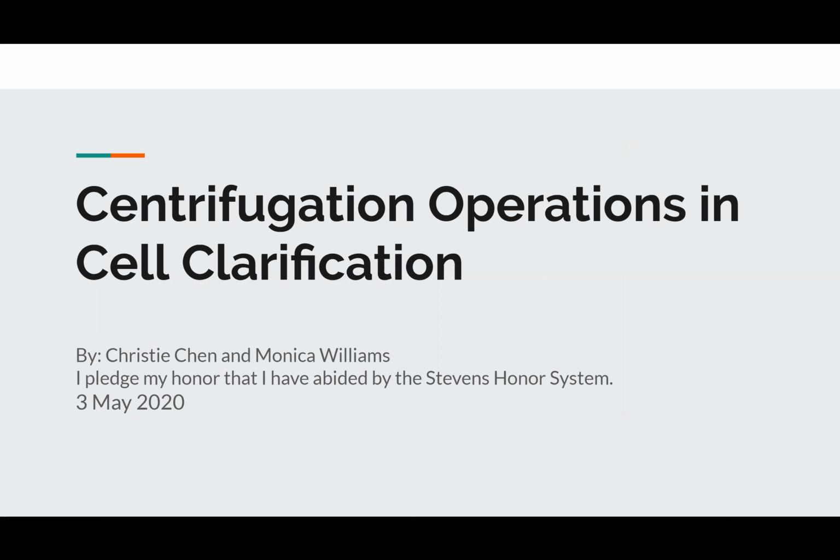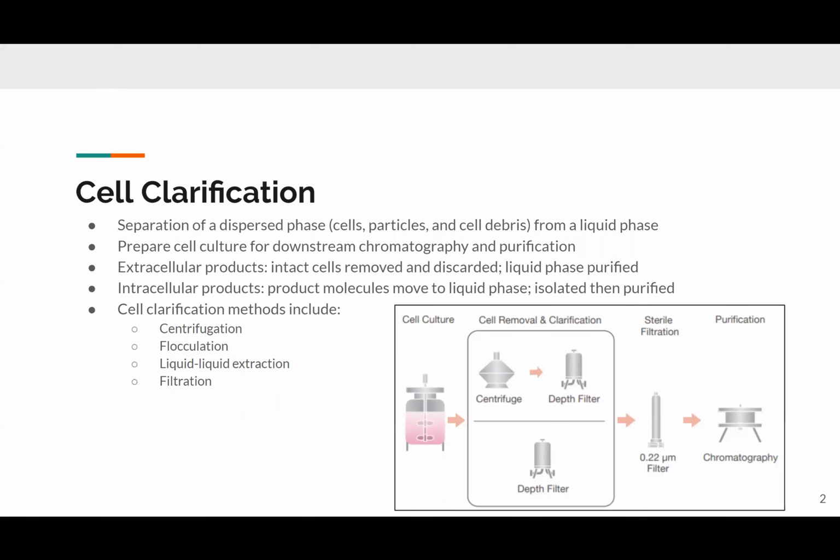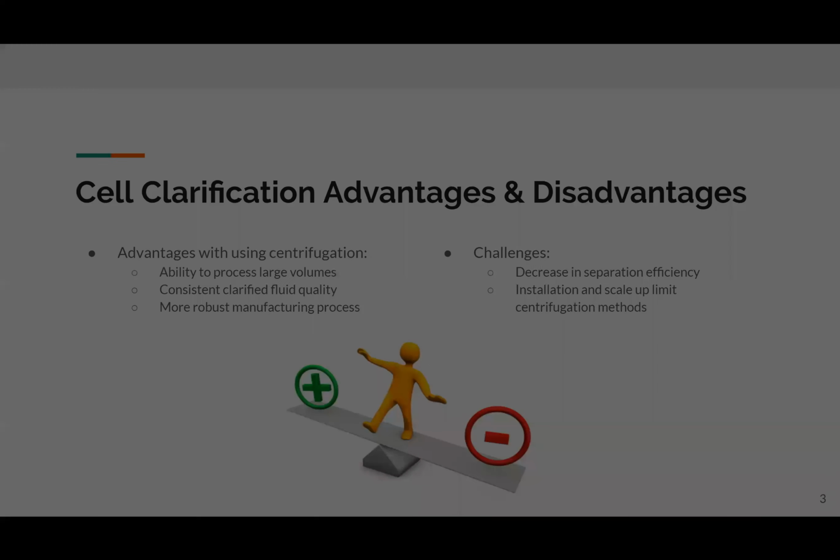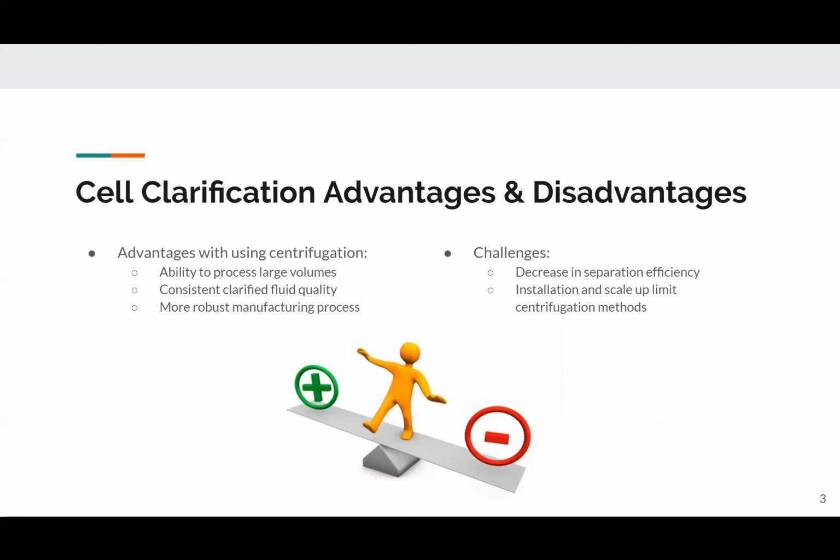And we're presenting centrifugation operations and cell clarification. Cell clarification is the operation of separating a dispersed phase from a liquid phase, and it's conducted to prepare the cell culture for downstream processing. Some clarification methods include centrifugation and filtration. The benefits of cell clarification are that it's able to process large volumes with robust manufacturing processes, but some challenges in installation and scale-up limit centrifugation methods.